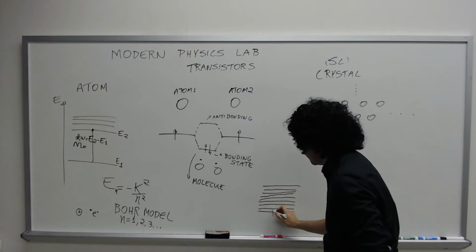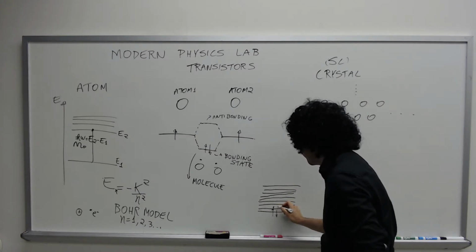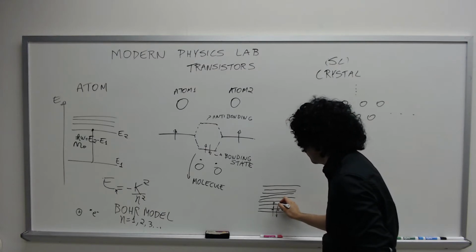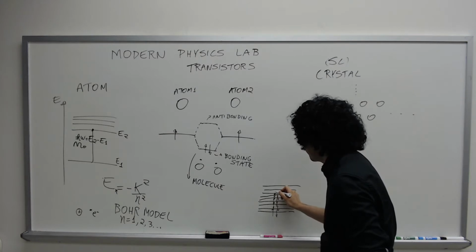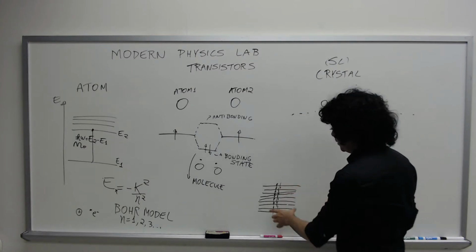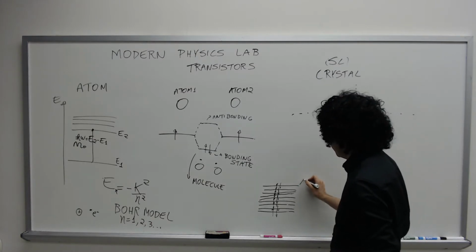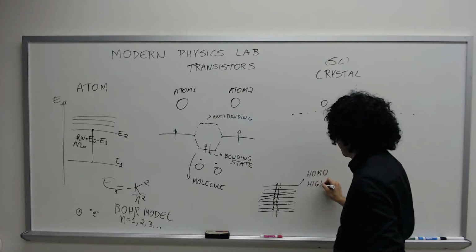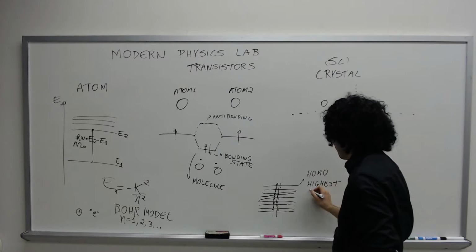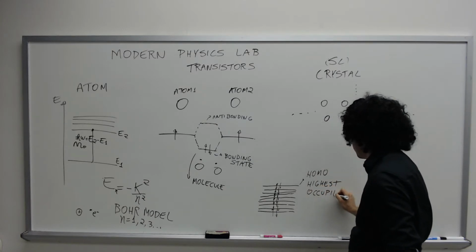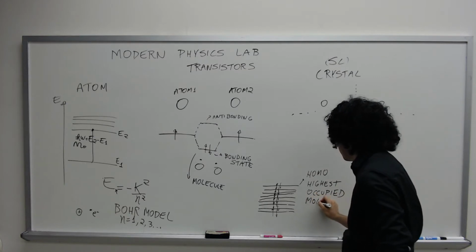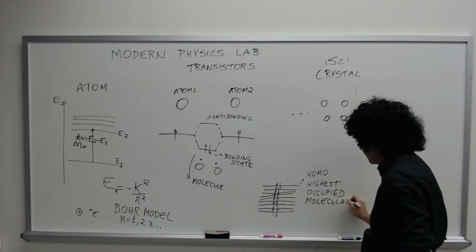And then you start filling up with electrons here, and you fill up with electrons until this final level here. And this final level is called HOMO, which stands for highest occupied molecular orbital.